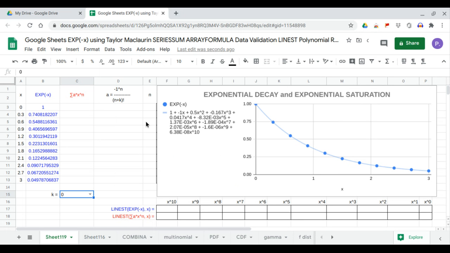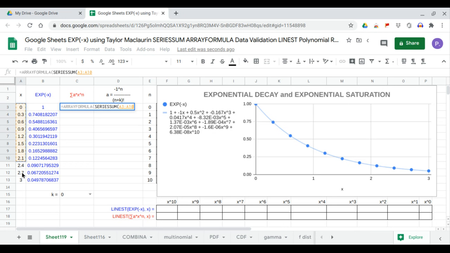So we'll generate the values of n, starting from 0 to infinity. And we can generate up to 10, which is still good enough. So we can generate the Taylor-Maclaurin series sum, array formula, series sum of the x values, starting from k, incremented by 1, and the coefficient will be this range.